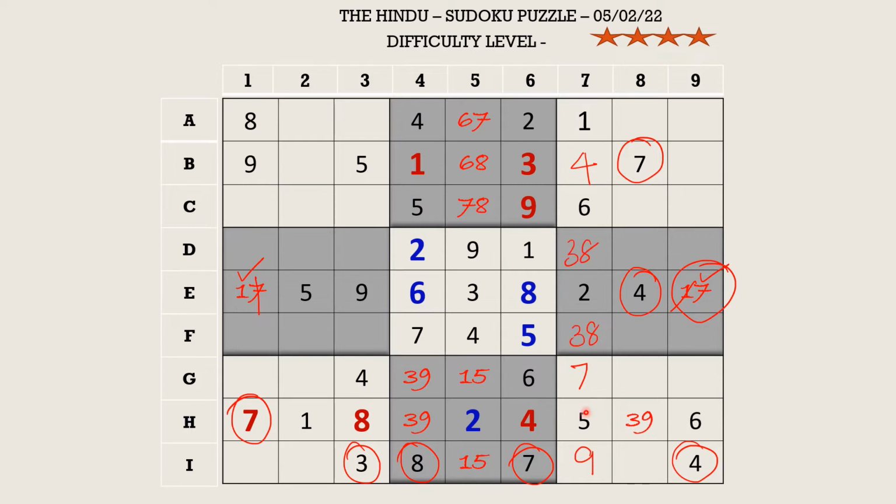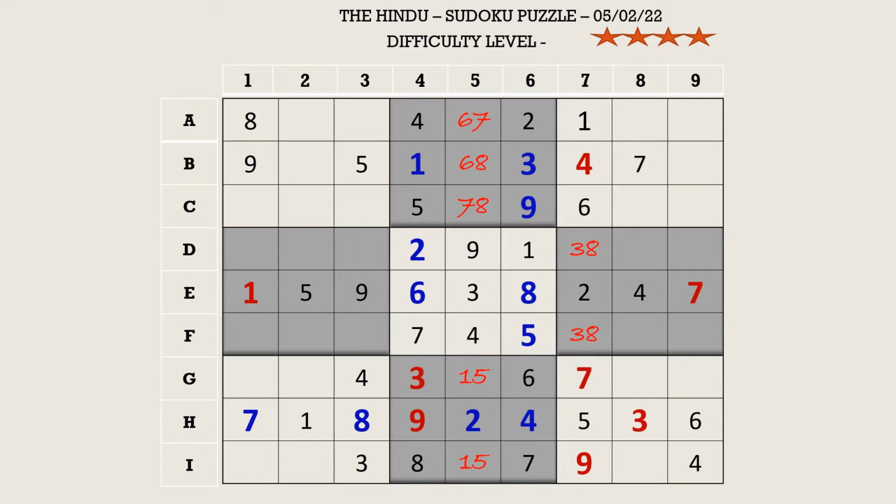Now this 9 cancels out the 9 here in H8. So H8 becomes 3 and H4 becomes 9 and G4 becomes 3. There is a 1 in column 1 and 1 in column 2 which blocks these 2 columns and there is 1 in A row which blocks this cell. So C3 takes 1.